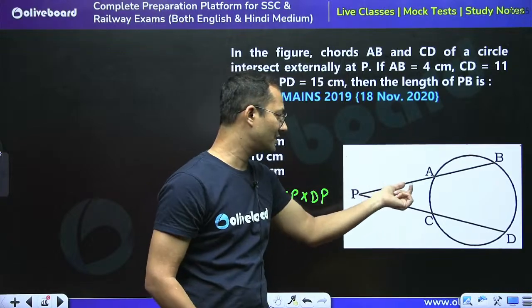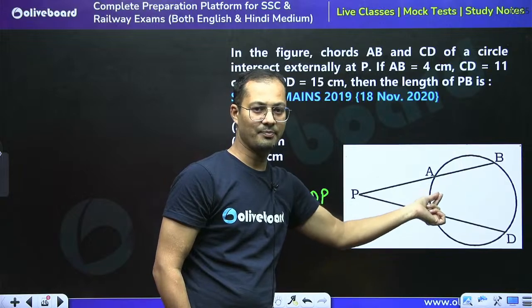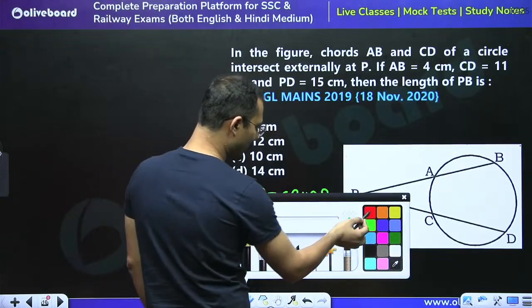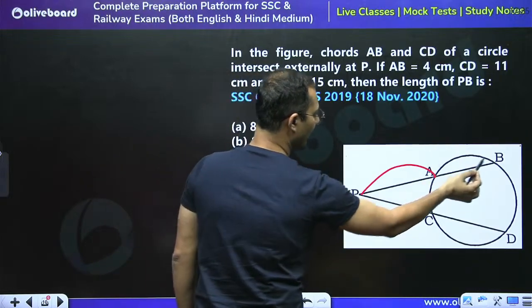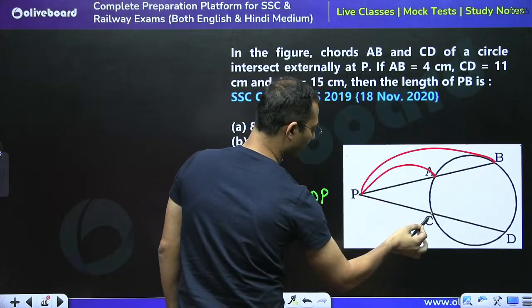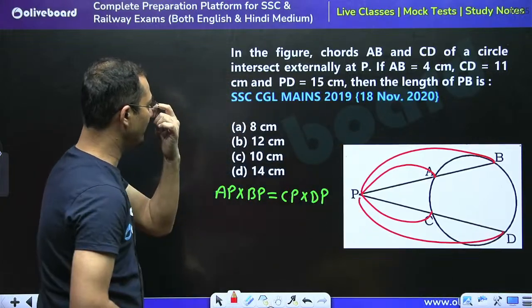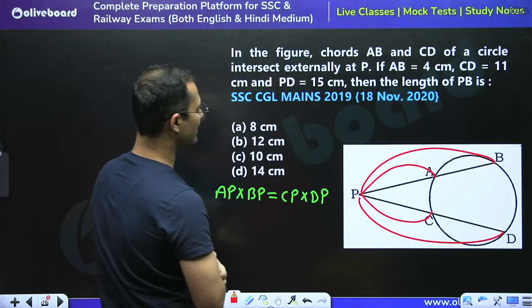So we have to take the length from each end point of the chord to the meeting point. Is this clear? Remember this: from A to P and from B to P, from C to P and D to P. So we know that AB and CD intersect externally at P.